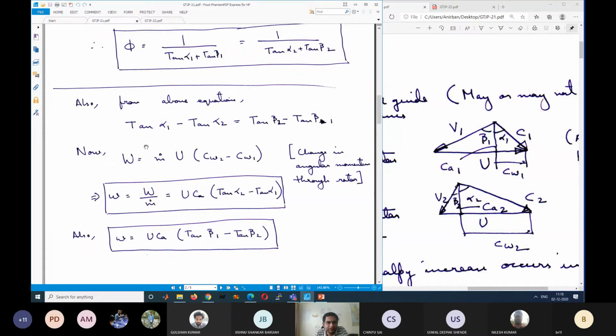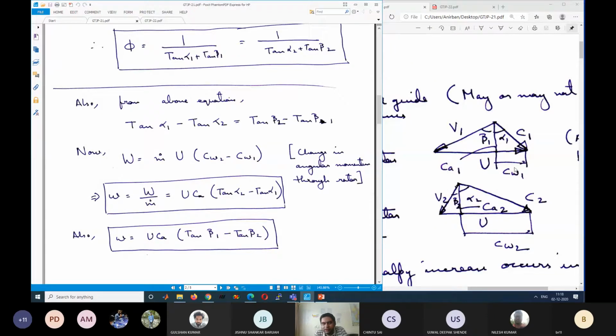So the work done we have calculated in terms of change in the angular momentum, which is given in terms of velocity in the wheel direction and change in wheel component. Okay. So per unit mass flow, this can be written as u times Cw2 minus Cw1. U is the velocity in the rotational direction, the wheel direction.